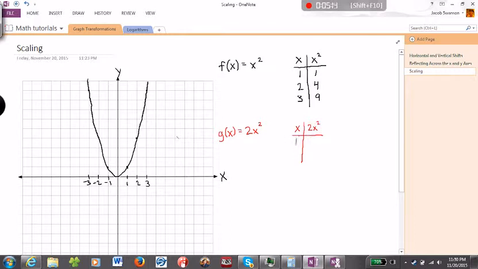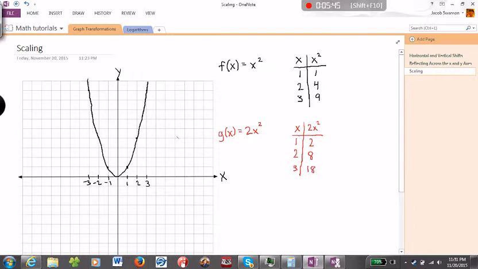When x is 1, x squared is 1, but then you multiply by 2, so this becomes 2. When x is 2, 2x squared will equal, alright, x squared is 4 times another 2. 2 times 4 is 8. When x is 3, 2x squared, x squared being 9, and then you multiply that by 2. 2 times 9 is 18.